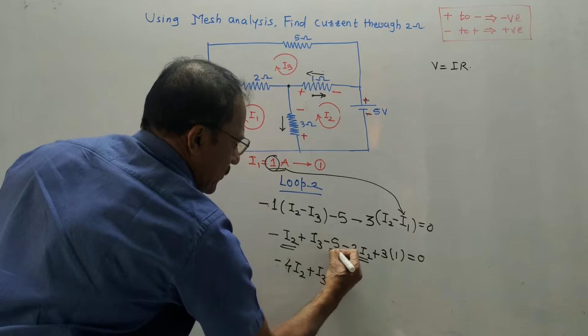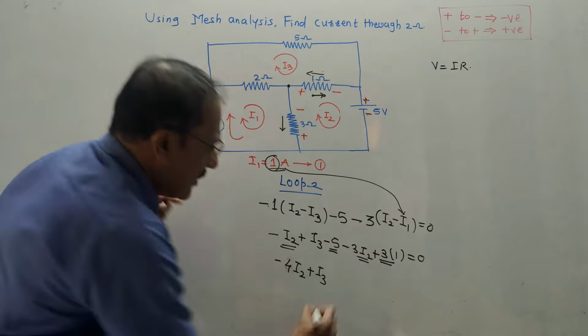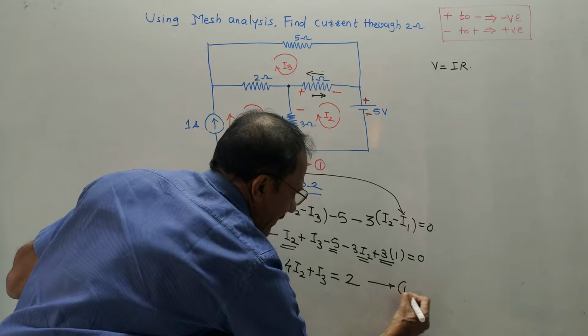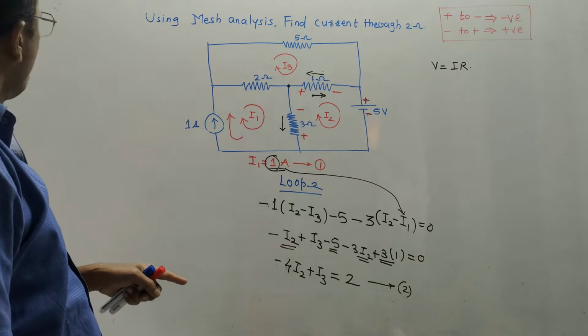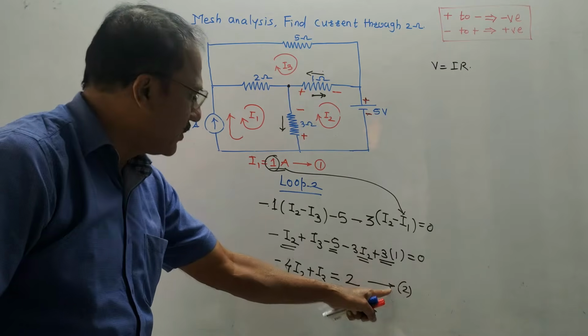I have combined these two terms. This minus 5 and plus 3, 3 into 1 becomes 3. It becomes minus 2. But constants are transferred to the RHS. So it becomes plus 2. So the equation is minus 4I2 plus I3 is equals to 2. This is equation number 2.